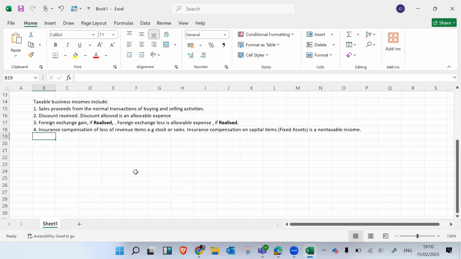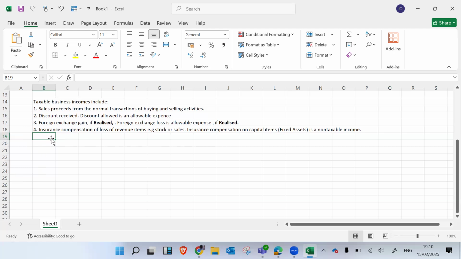But if we lose our motor vehicle, which is a capital item, that's a fixed asset, and the insurance company compensates me, then it's a polite way of saying I've sold a motor vehicle. When you sell a motor vehicle, you don't take it in the income statement. That is a balance sheet item. So that is very important. Insurance compensation must be on revenue items, stock, sales, for it to be taxable income.